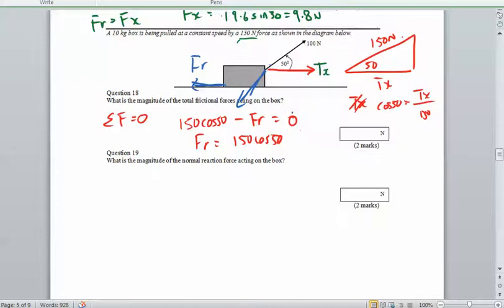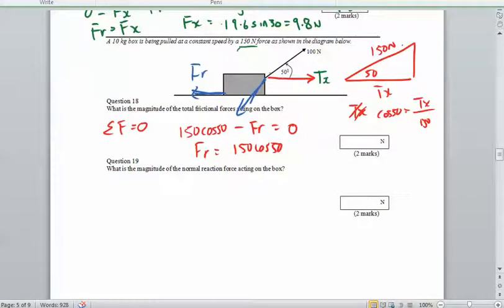96.42. Now, remember significant figures. This is just giving us no decimals, all right? So let's just round off to the nearest whole number. What have you got? 96.42. So let's just round off to 96 newtons.